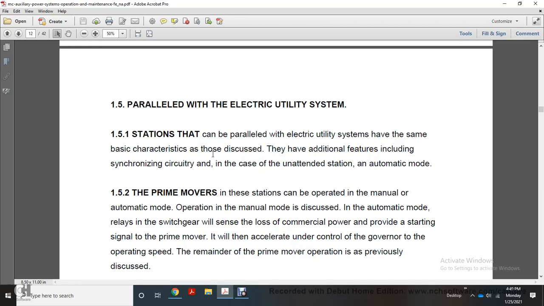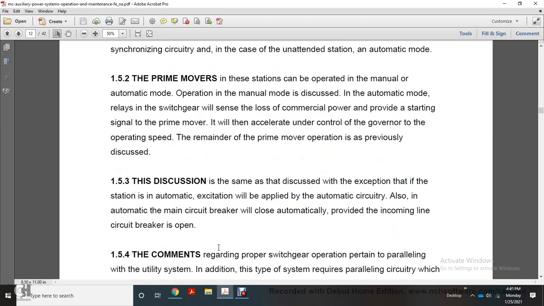152. Primary movers. The station can be operated in manual or automatic mode. Manual mode is discussed. In automatic mode, relays in the switchgear sense the loss of commercial power and provide a start signal to the primary mover. It will then accelerate under the control of the governor to the operating speed, and the remainder of the primary mover operation is as previously discussed. 153.